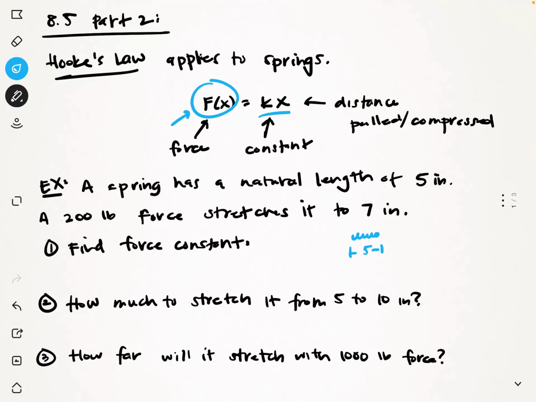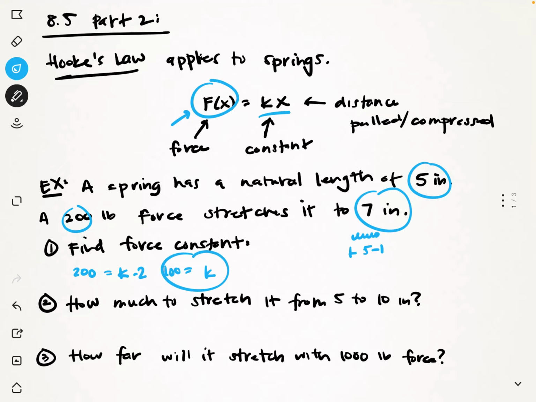We know the force is equal to 200 pounds, right? 200 pounds is equal to the constant, which we don't know, because it's asking us to find the force constant, times the distance pulled. The distance pulled is the difference between 5 inches and 7 inches, so that's a total of 2 inches. So here we know that our K is equal to 100. Pretty easy, just basic algebra.